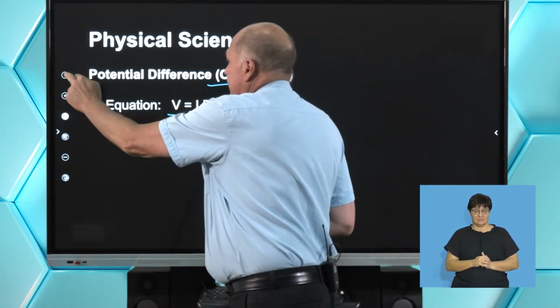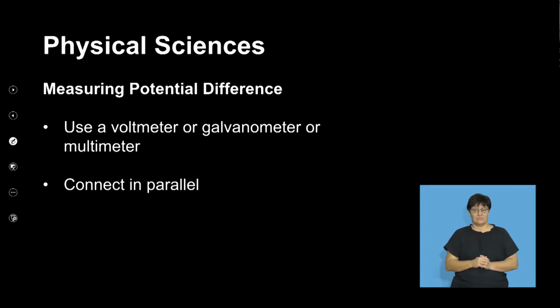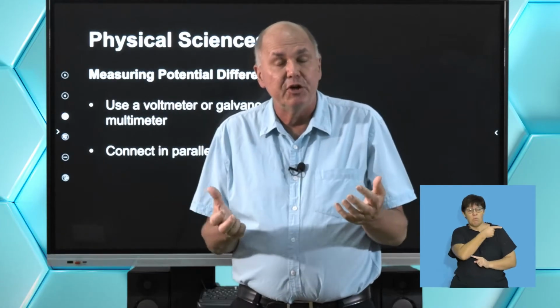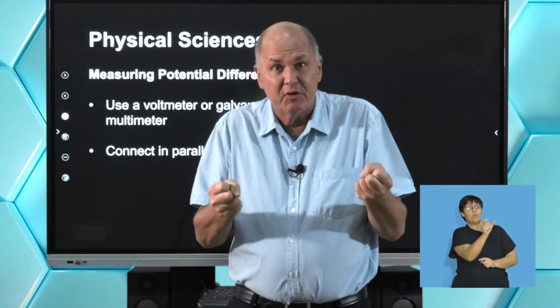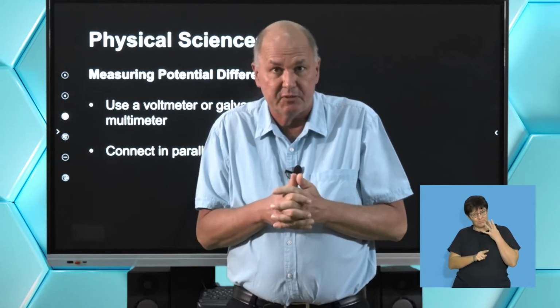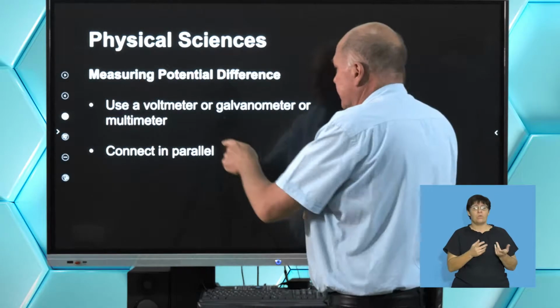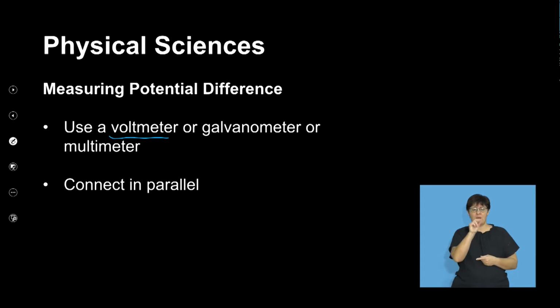Right. Now, how do we measure potential difference? This is really important because it's all very well knowing the terms, but we want to actually measure it. And there are different instruments that we use to measure potential difference. And the list is this. It's something called a voltmeter. A new instrument that we're going to come across is called the galvanometer.